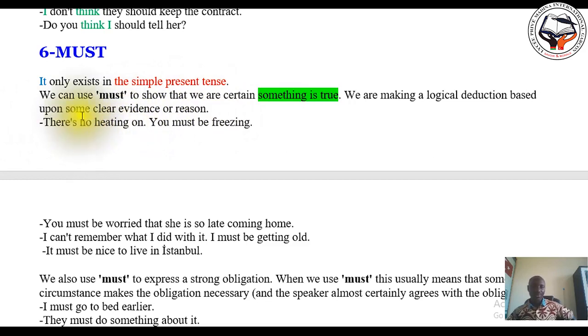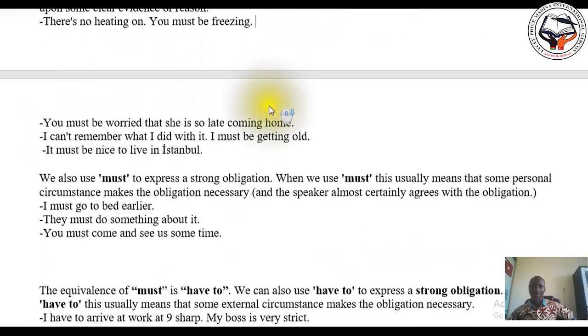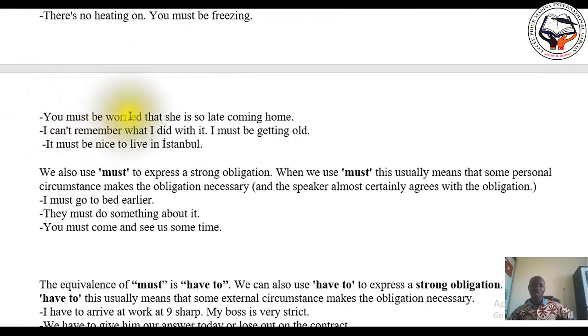There's no hating on. You must be phrasing. You must be worried that she is so late coming here. I can't remember what I did with it. I must be getting old.